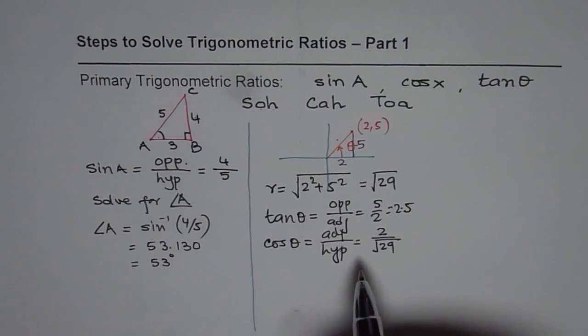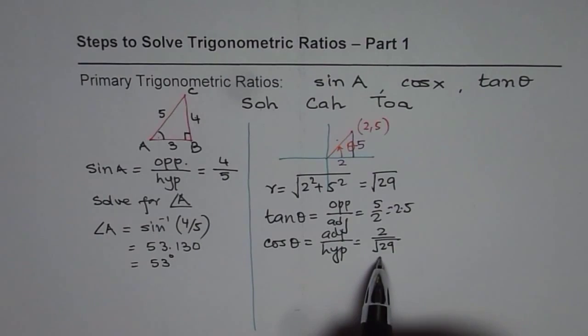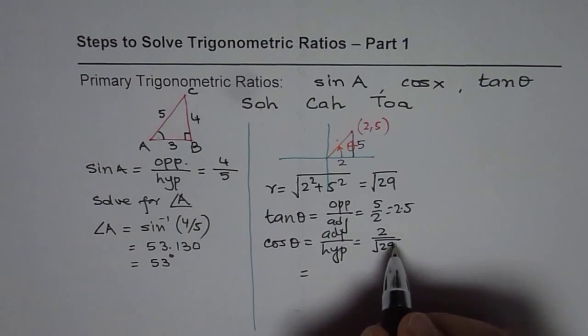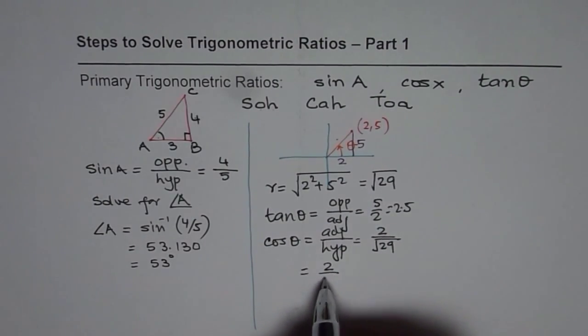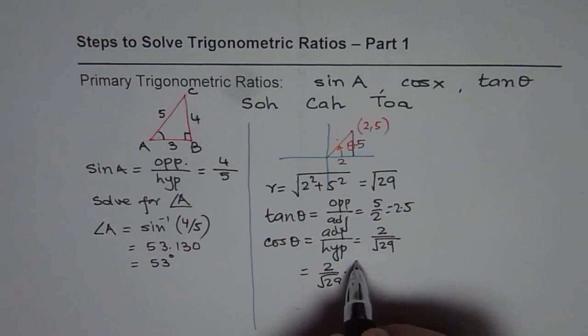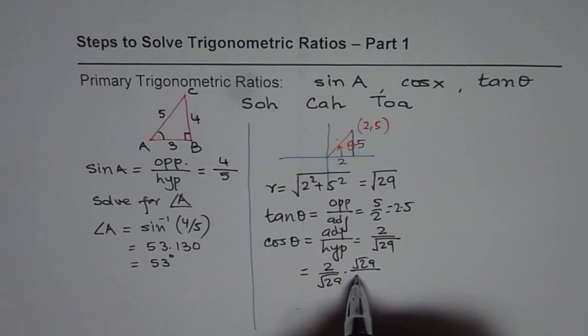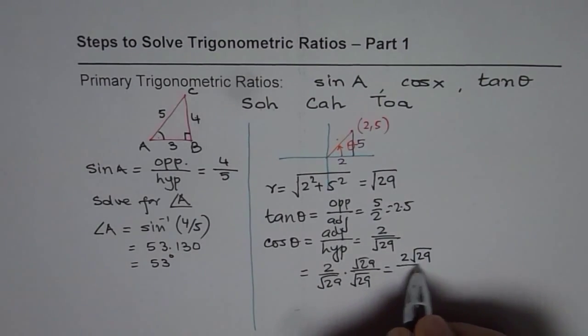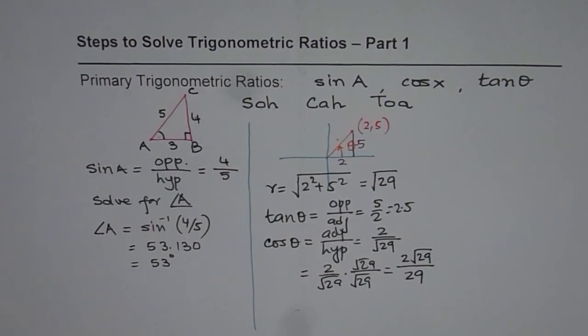Now it is good practice never to write a square root in the denominator. In that case, you may be required to rationalize it. Rationalize means multiply and divide by square root of 29. So that is what rationalization is, right? Then the answer you get is 2 square root 29 divided by 29. Well, it looks kind of odd, but that is the way you have to write your answers at times.